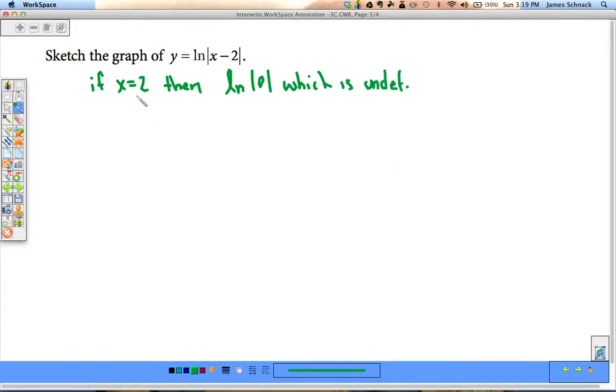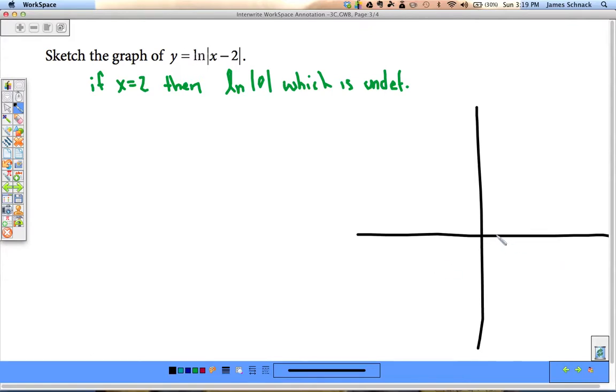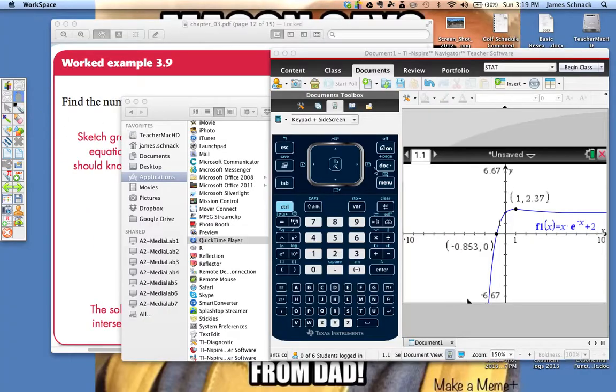So what are we going to see at x equals 2? We're probably going to see a vertical asymptote. So this is what I'm thinking. The graph cannot be defined for that value. So let's go to our calculator. And I'm going to throw a new graph page up here.